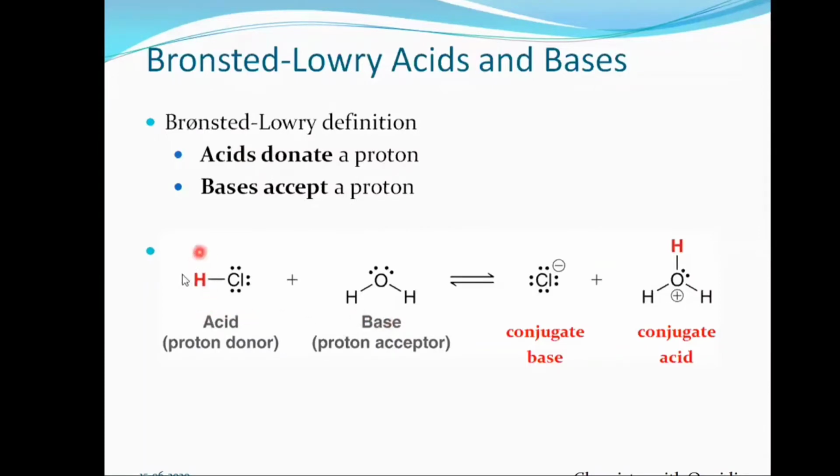Now, a proton will be acidic if it is attached to an electronegative atom. The more electronegative the atom, the more acidic the proton, because there will be more difference in electronegativity, more polarity, and more polarity means the acid can donate its proton easily because the partial positive charge on the proton will be strong.